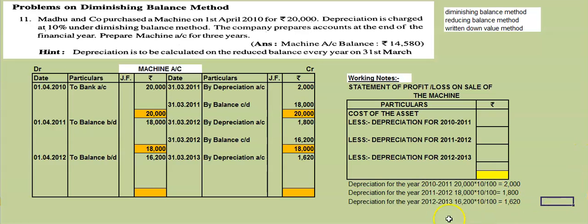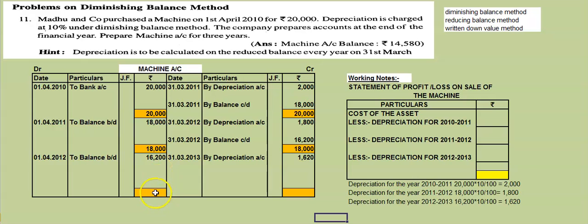So all the 3 years you have got now. How have we done depreciation for 2010-2011? We have calculated on 20,000 into 10 by 100, it was 2,000. So depreciation for 2011-12 we have done on 18,000. It is 1,800. Depreciation for 2012 to 2013 we have done on 16,200, and now we got 1,620. In this way you have to solve the problem under the diminishing balance method.